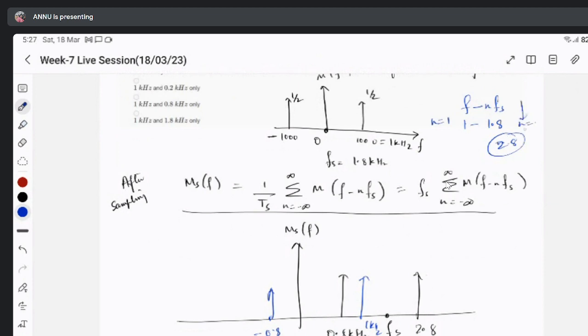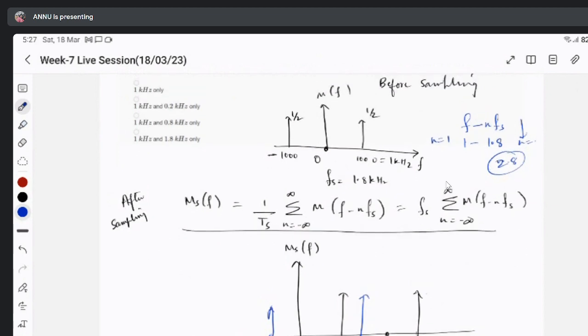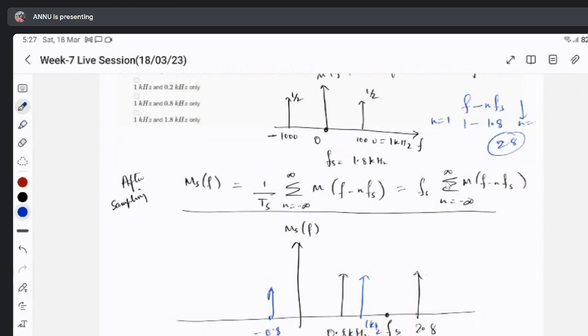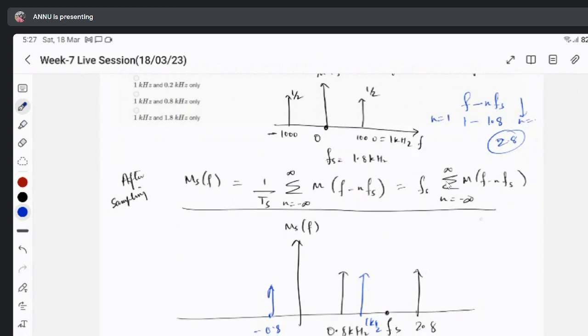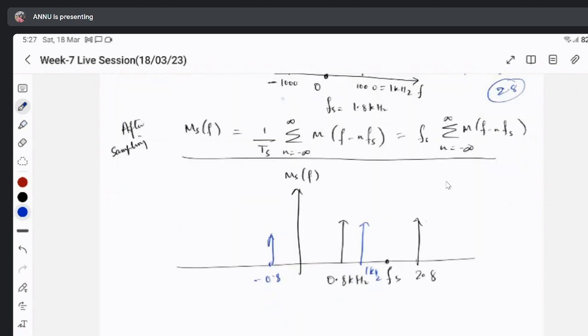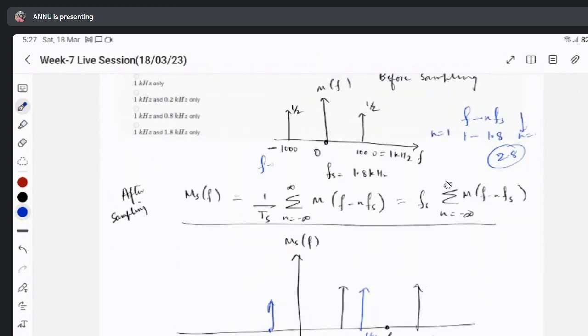Similarly, we have to vary the n values. What could be the possible n values? Okay. And how did you get 0.8? I am not getting 0.8. Ma'am, here it is 0.8 when we apply it. You have drawn this first spectrum at 0.8 kilohertz. So how are we getting 0.8? F minus Fs is what? Fs, F minus Fs, F also is minus 1. Okay. Yes, ma'am. So minus 1 plus 1.8 is 0.8.